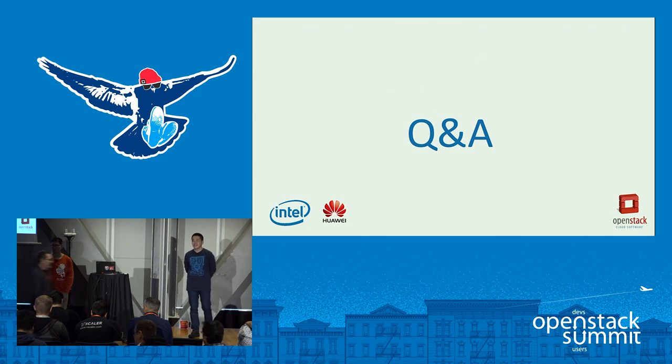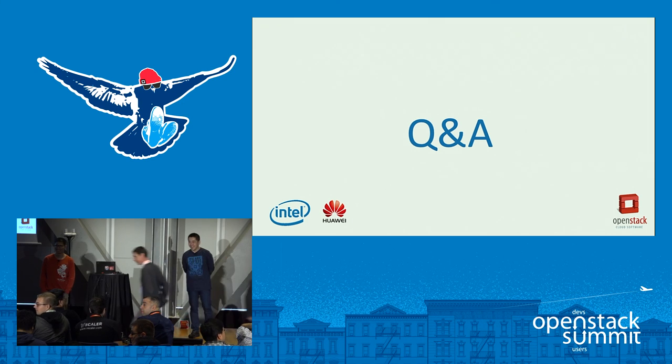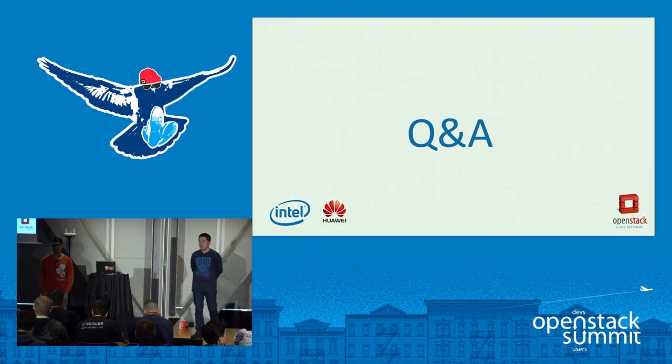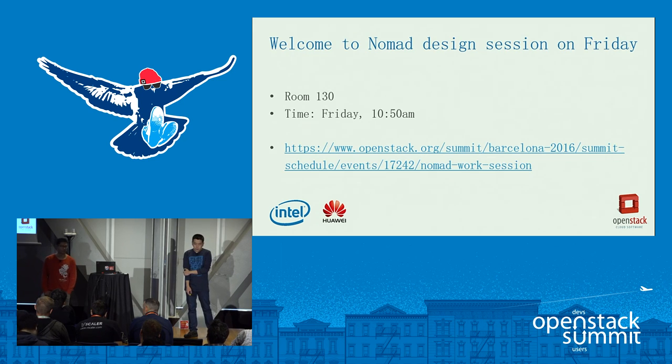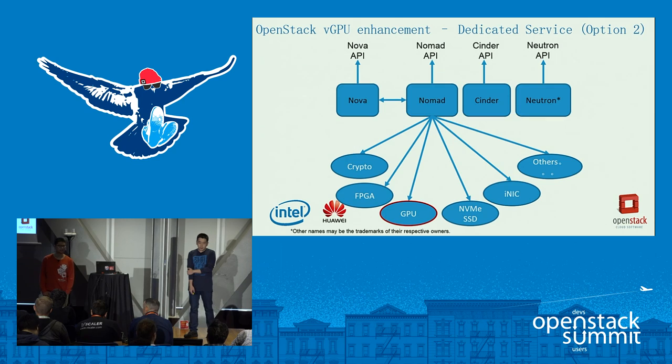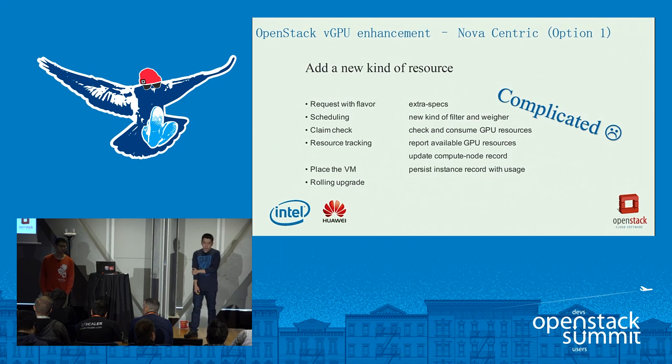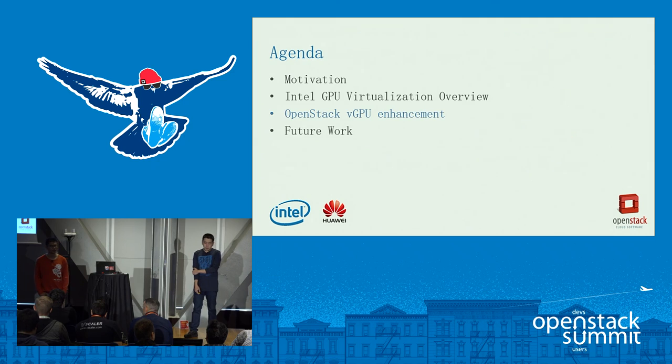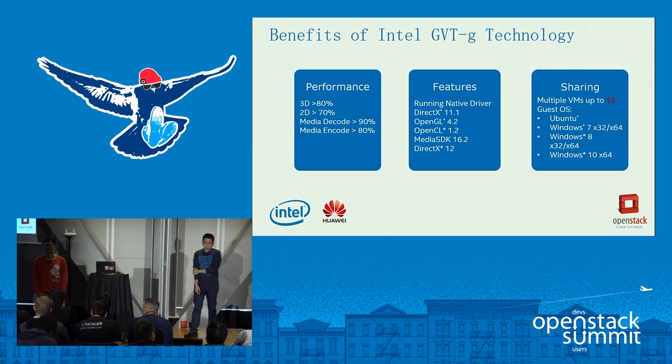While he's walking over, I may ask my question already. Thanks a lot for the talk. I saw that the type of guest OSs that you have is limited to Ubuntu and some Windows types. What is actually limiting you there? For instance, I'm specifically thinking about CentOS or RHEL. Is it the kernel version that they come with? What is listed is what we have already supported. But in the future, we will support more guest OSs. Thank you.